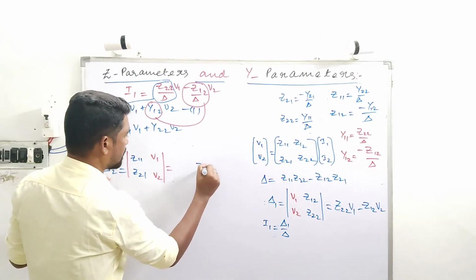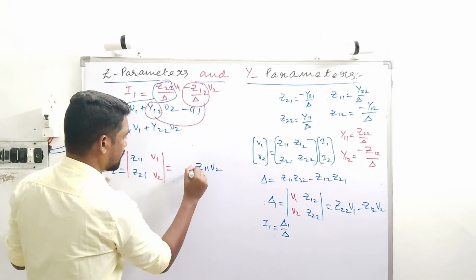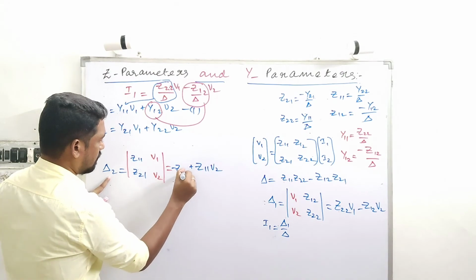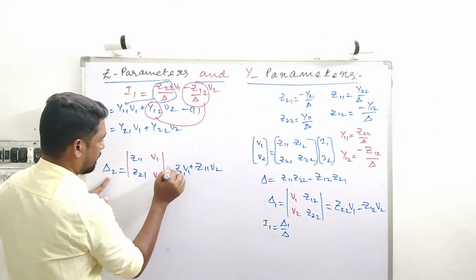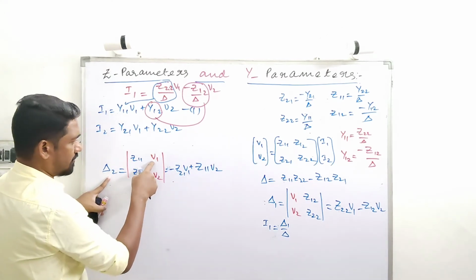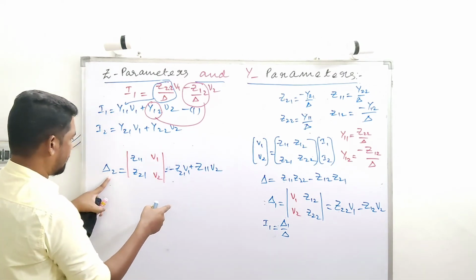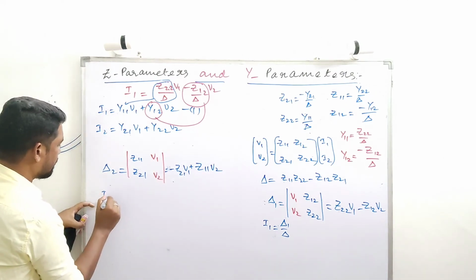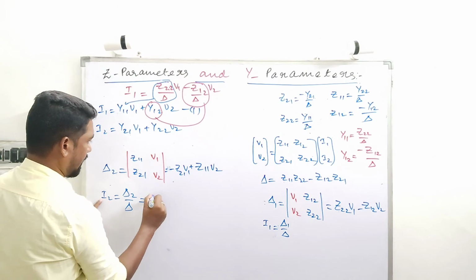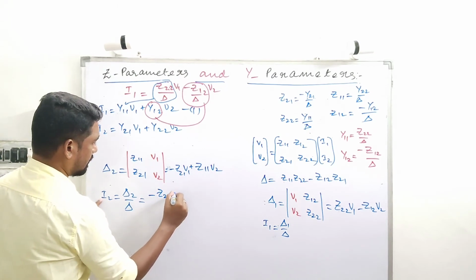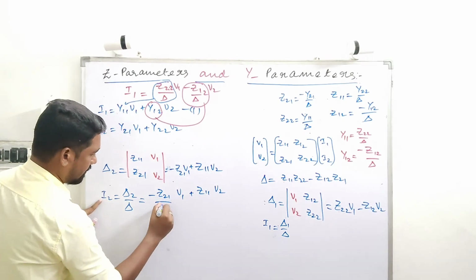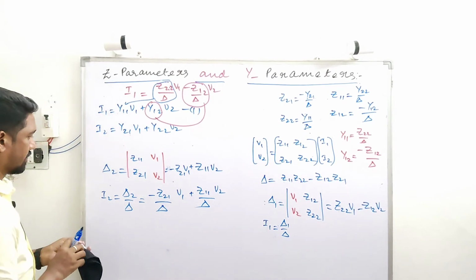Alright, so what is this? Z11 V2 positive over here, minus Z21 V1. Which is equal to: minus this into this, we have positive, minus this into this, isn't it? So I have written it in that way, in order. Alright, so this is for del 2. So how to evaluate I2? The ratio del 2 by del gives us I2. Del 2 is negative of Z21 V1 plus Z11 V2, entire by del. All right, so this is for I2.